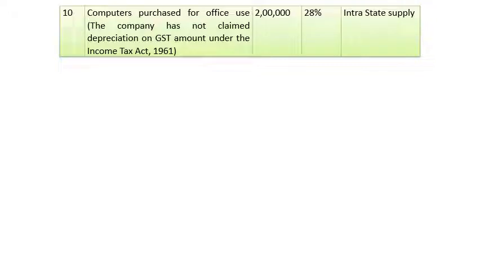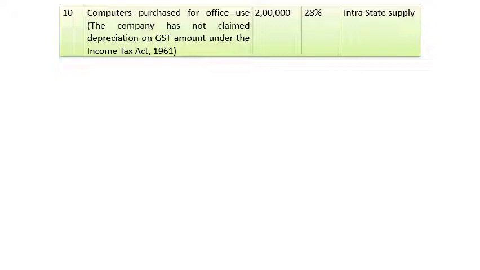Computers purchased for office use. The company has not claimed depreciation on the GST amount under the Income Tax Act 1961. The amount is 2 lakh. GST rate is 28% and it is an intrastate supply. As it is an intrastate supply, CGST and SGST will apply. And if you take 28% of 2 lakh, it comes to 56,000 in total. But as CGST and SGST will apply, we will halve it: 28,000 of CGST and 28,000 of SGST.